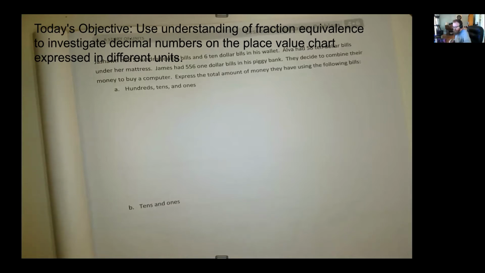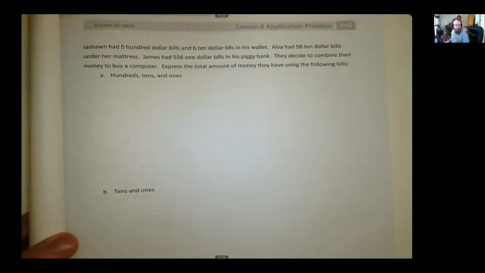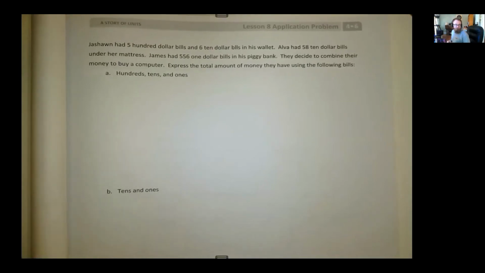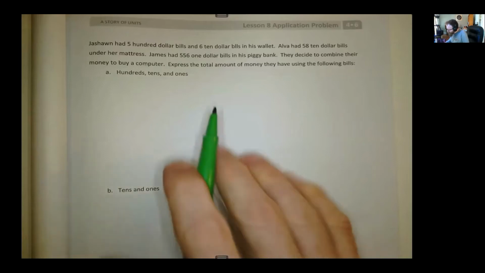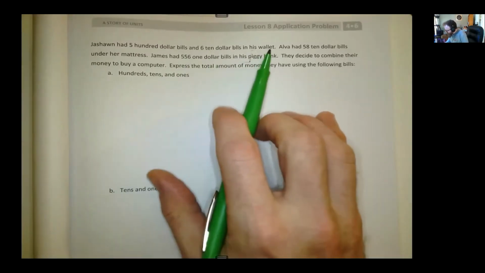This is a great word problem. We're going to have an opportunity to use CUBES and RDW to unpack this problem and solve it. Let's read through it together and then think about how we can solve. Jashawn had 5 $100 bills and 6 $10 bills in his wallet.